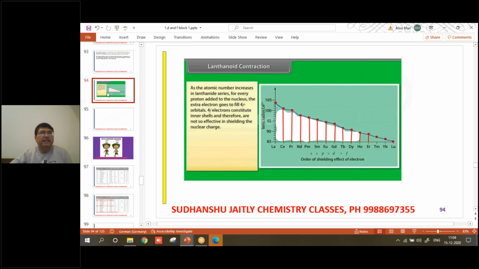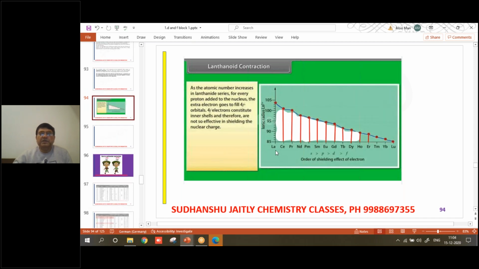And that is the lanthanide contraction, right? Size is decreasing. Why does this happen? Because the 4f orbitals are going to have poor shielding, right?